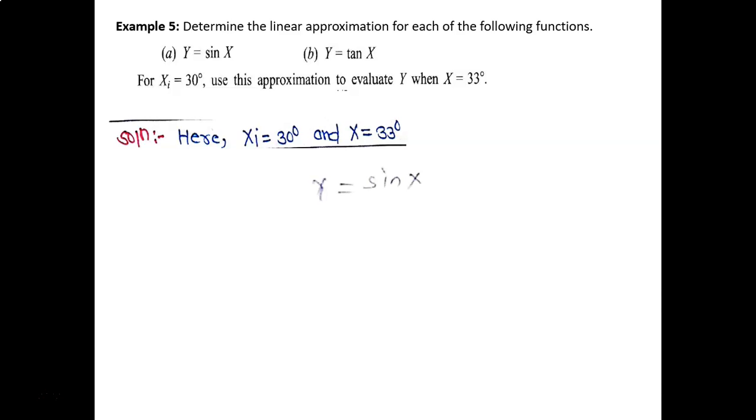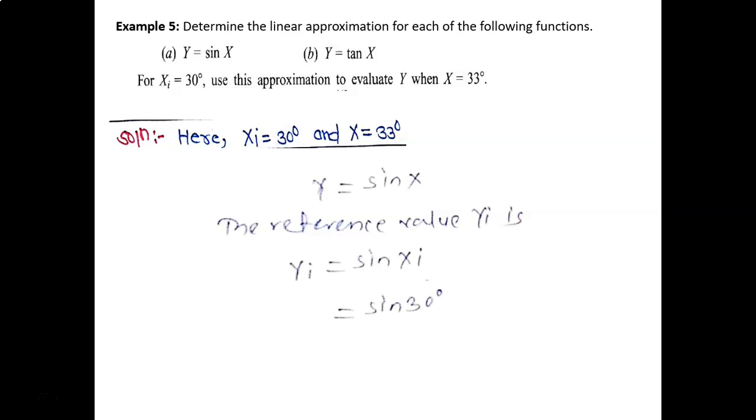Therefore, what is our first equation? y is equal to sin x. Therefore, we will differentiate this sin x partially. Therefore, dou y by dou x, and the reference value yi is equal to sin of xi. Therefore, which is equal to sin of 30 degree. Therefore, yi we are getting it as 0.5. This is the reference value of y.